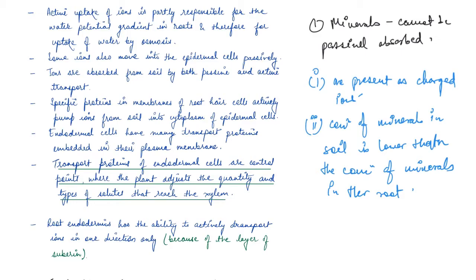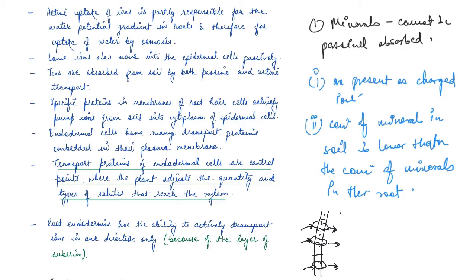Right? Now there is a statement: transport proteins of endodermal cells are central points. Remember that these transport proteins of endodermal cells are the central point where the plant adjusts the quantity and the type of solute that reaches the xylem. See what happens is that there are certain proteins present in the epidermal cells, the outermost layer, right? So say this is the epidermal cell, and there are some proteins present here. What they do is they actively keep on pumping the ions inside, irrespective of what kind of ion or mineral it is, right? They just keep on pumping.